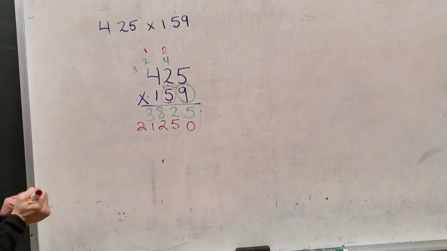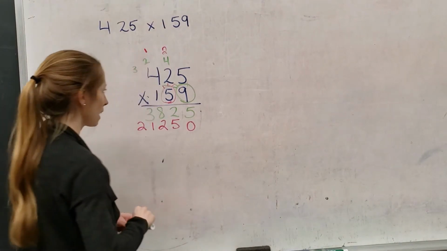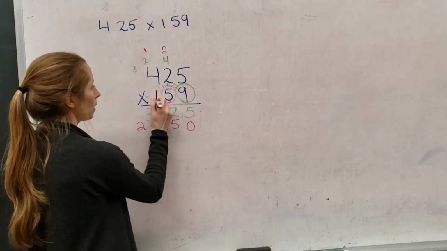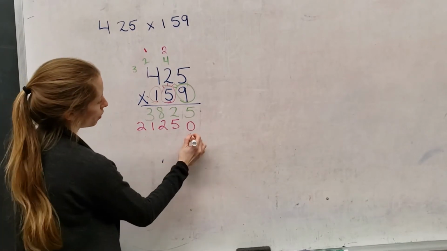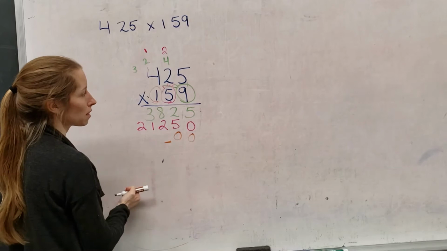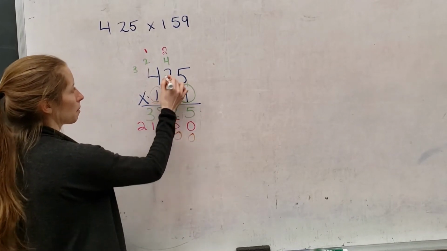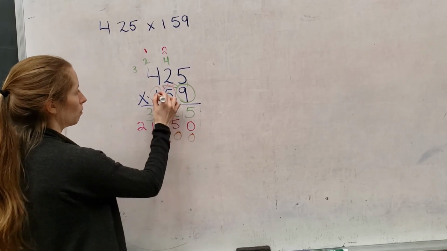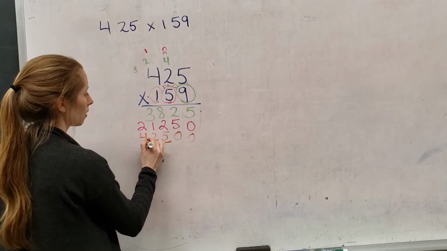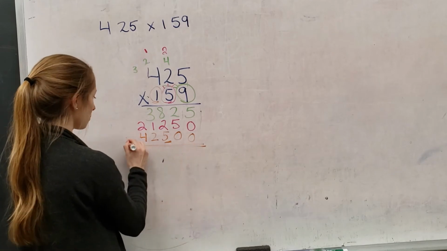So now we've done the 9, the 5. We still have 1 more number left to work with, and that's our 1. The 1 is in the hundreds place, so I'm going to put 2 zeros so that I'm working with my hundreds place now. 1 times 5 is 5. 1 times 2 is 2, and 1 times 4 is 4. So now I'm ready to add these numbers together.